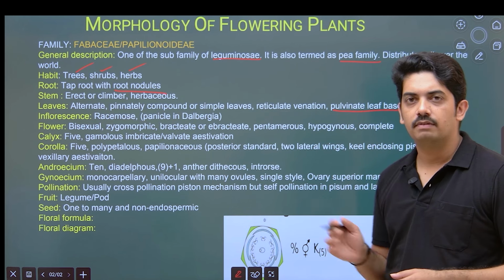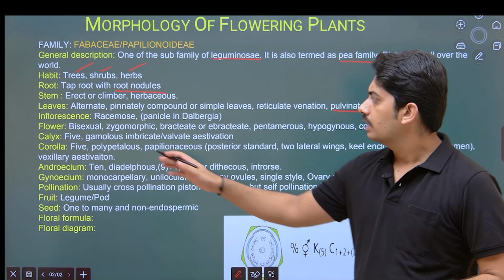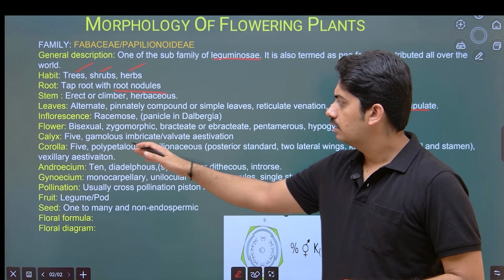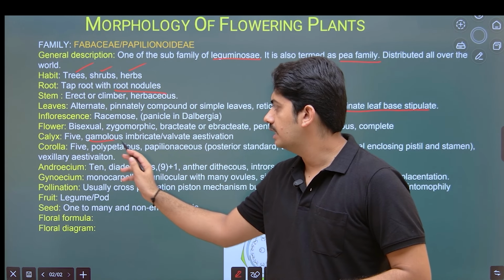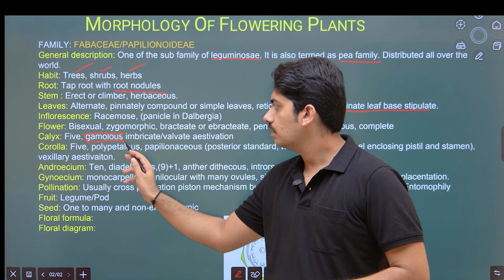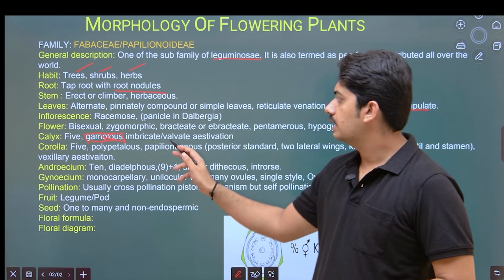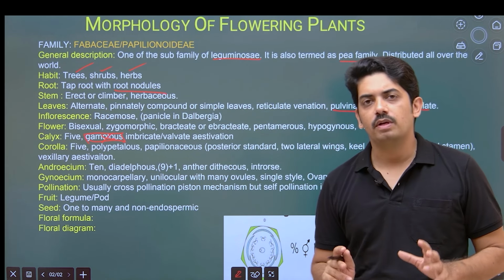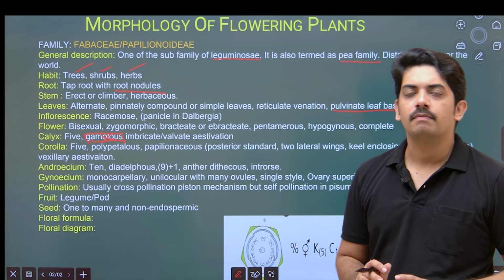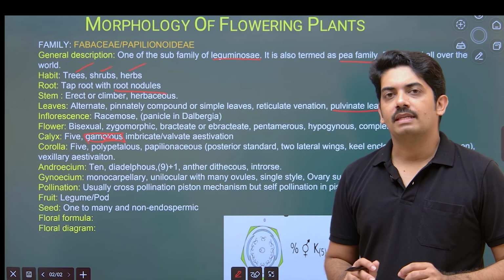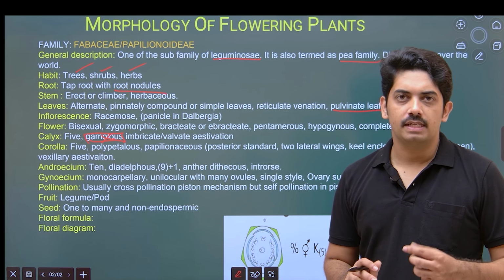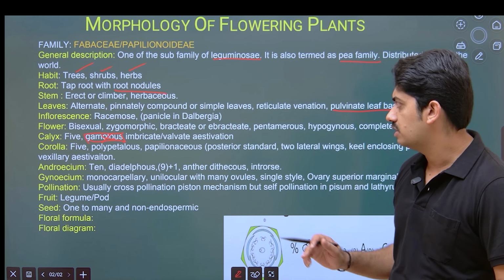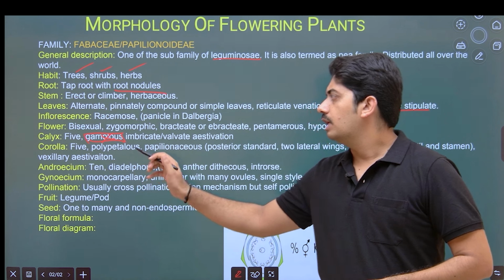Then complete flower having all the whorls. Calyx 5. Here it should be gamosepalous condition, with imbricate or valvate aestivation. Hope you remember what is imbricate aestivation, where one sepal is completely inside, one sepal is completely outside, and the other three sepals are overlapping. That is imbricate aestivation. Okay.